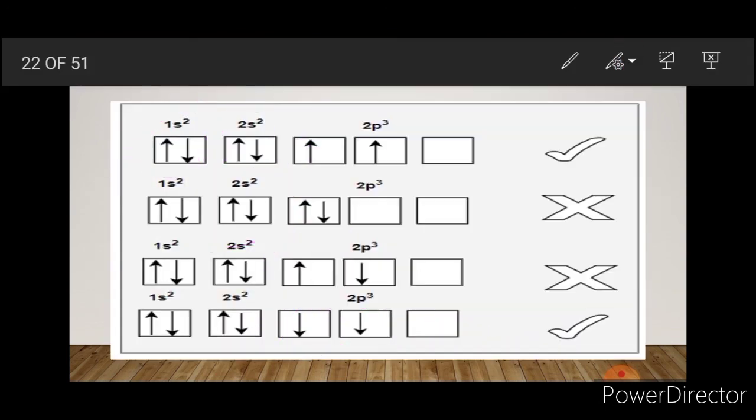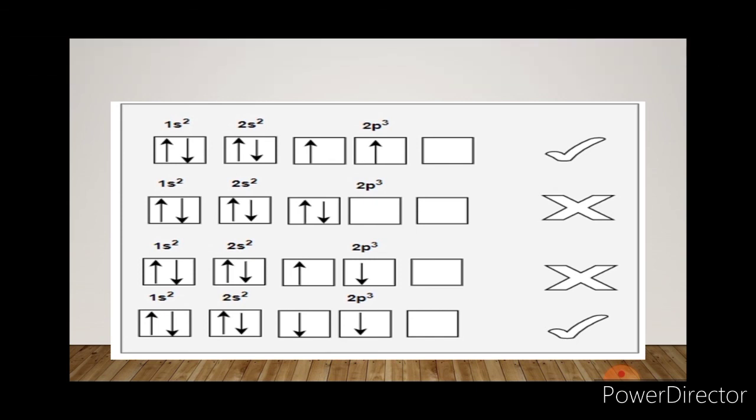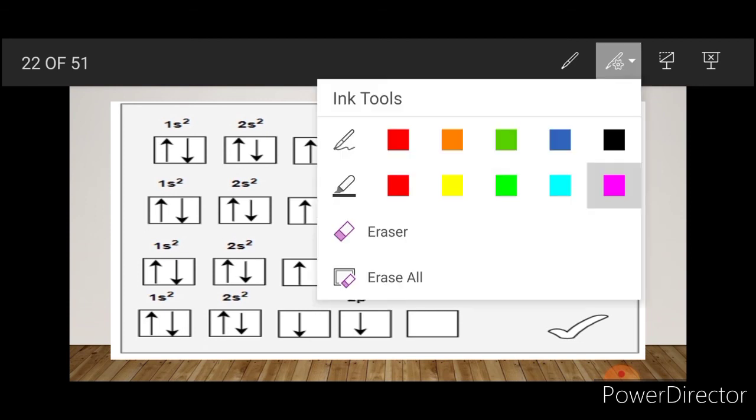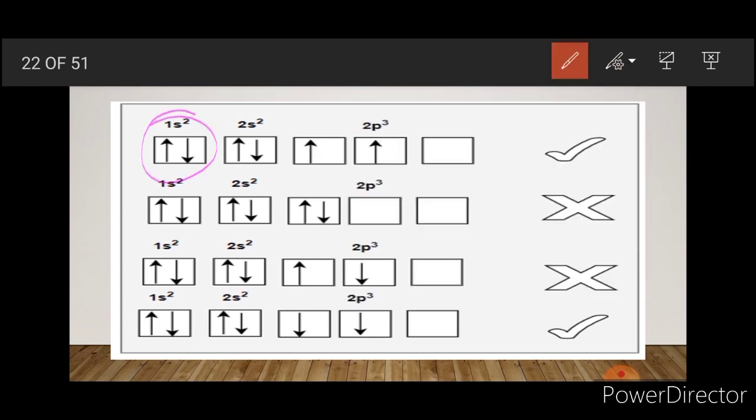See here. Suppose I am filling electrons in 1s2, 2s2 and 2p2. 6 electrons are to be filled. 2 will go in 1s2. This is correct. Then the next 2 will go in 2s2. The next 2 electrons, we will not fill completely in one orbital. First we have to fill them singly. Then we will make them double.